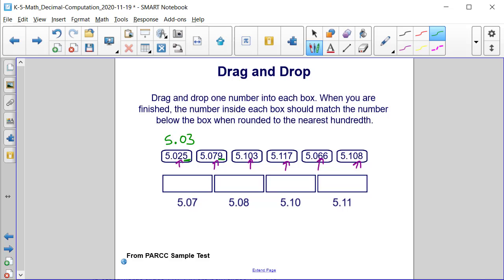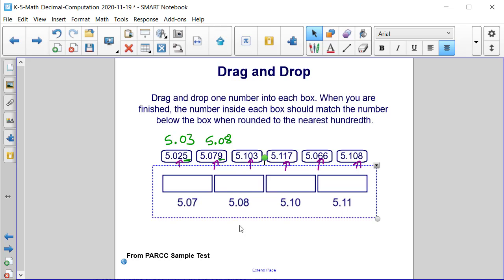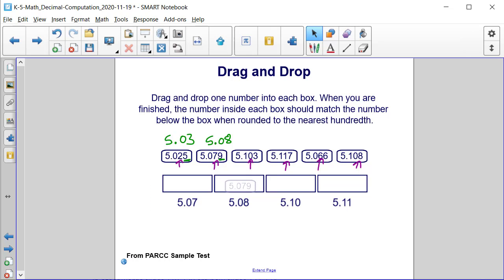Now let's look at the next one. We have a 9 in the thousandth place. Does the 9 round the 7 up to an 8 or keep it the same? It rounds it up to an 8. So we would have 5 and 8 hundredths is how this number would round. Is that one of the numbers down here? Yes, it is. It's this one right here. So let's drag this number into that box.